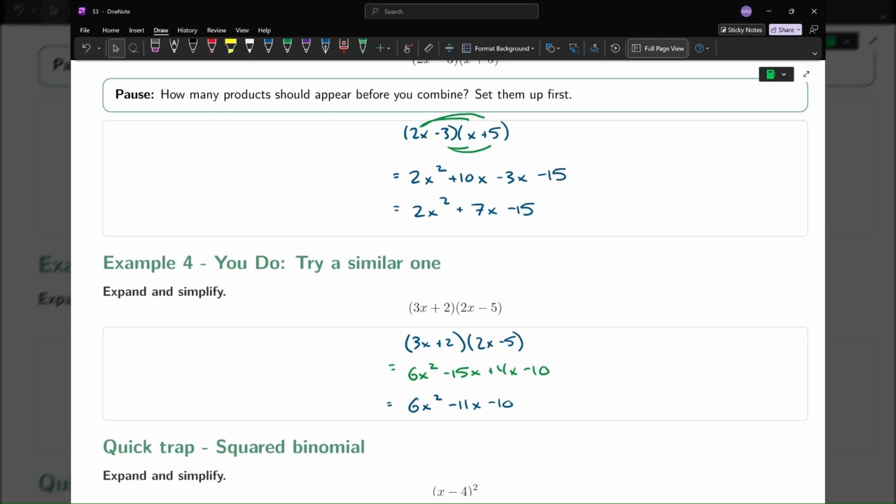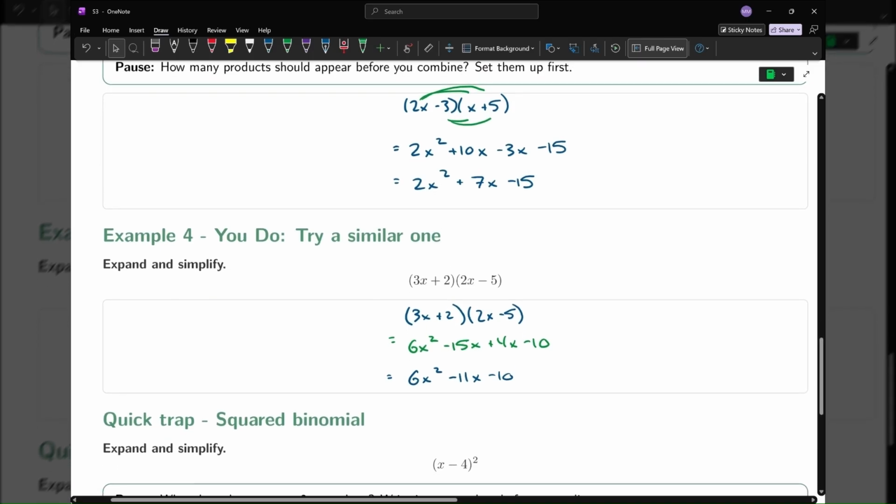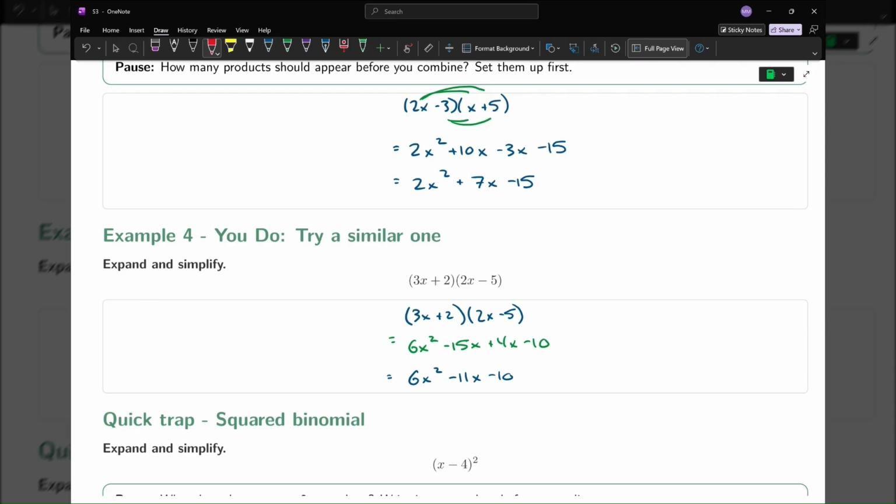Quick trap. Be careful on this question, x minus 4 squared, because what a lot of students want to do on this one is they're going to say x minus 4 squared is going to be x squared, I don't need the bracket, x squared minus 4 squared, which is x squared minus 16, or they might even square the whole negative 4. So kind of like this, x squared plus negative 4 squared, which would be x squared plus 16. Either way, they're both wrong.